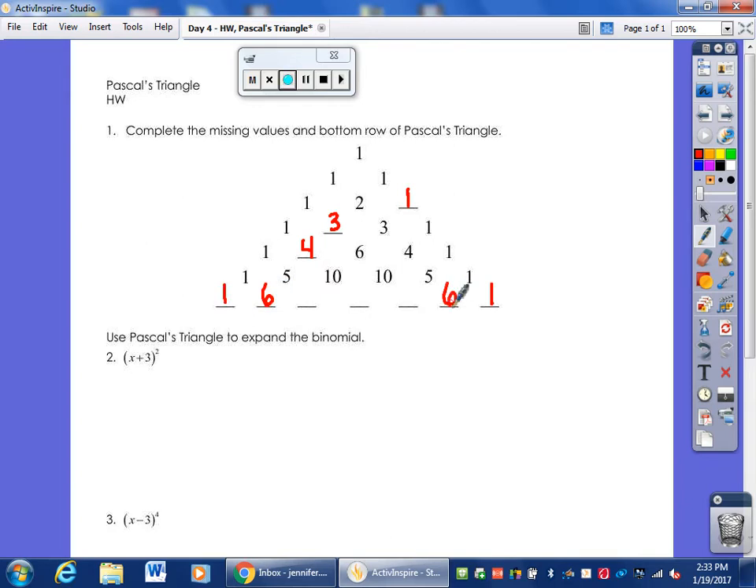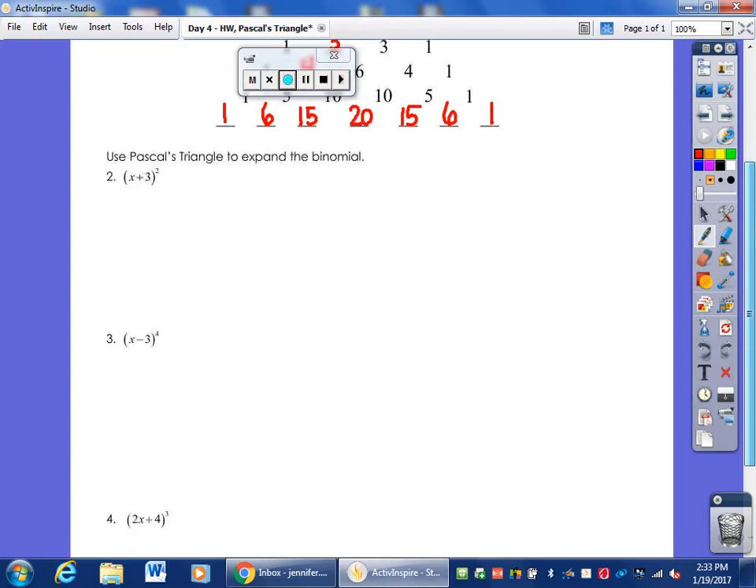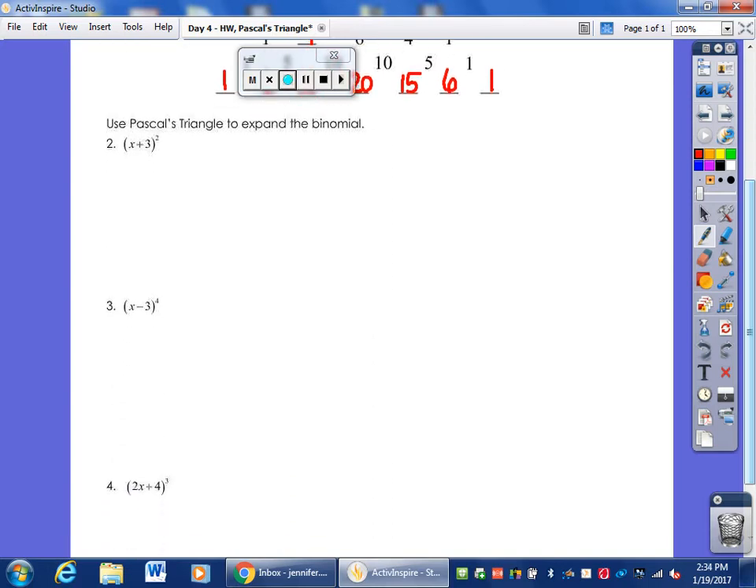It is symmetrical. And so to add 5 and 10, we would get 15 for that. 10 and 10 would get 20 for that. And 10 and 5 would be 15 for that. Again, symmetrical. All right, so to expand, we are going to use Pascal's triangle.